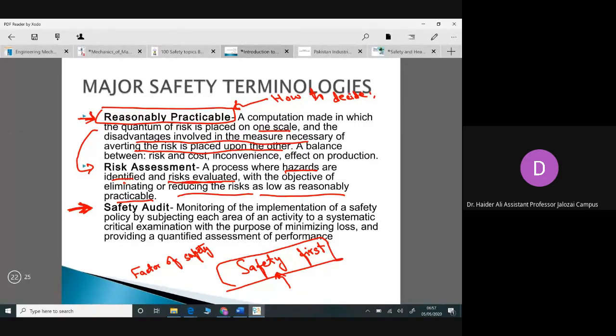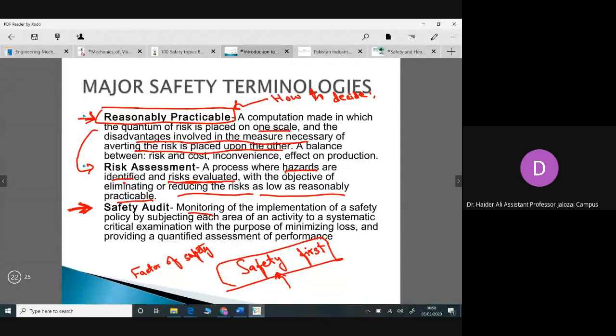But specifically speaking, the health and safety requirements of each and every field will be different, because the risks associated with each field are different. The hazards associated with each field are different, and the severity of the risks associated with each field are different. So coming back, safety audits are for the purpose of monitoring whether the policy is properly implemented or not.